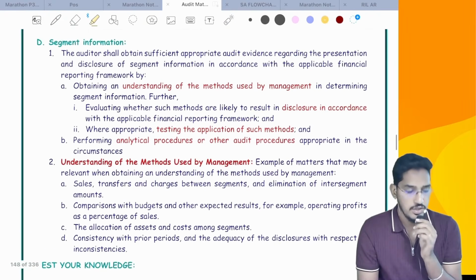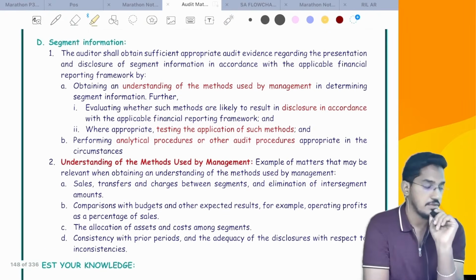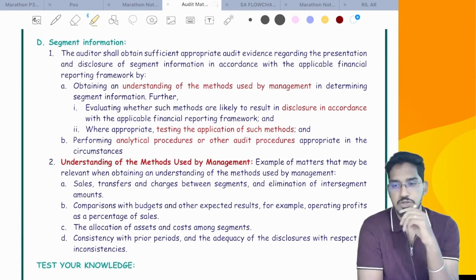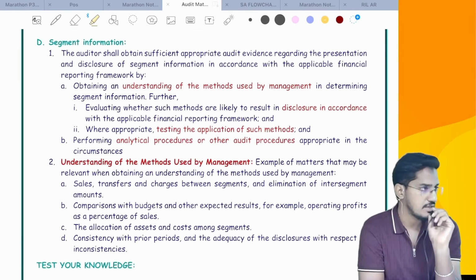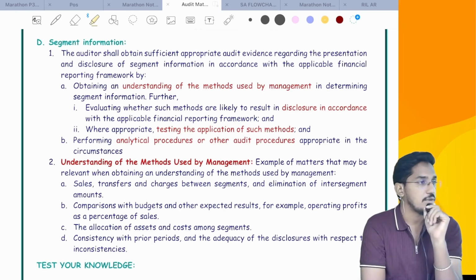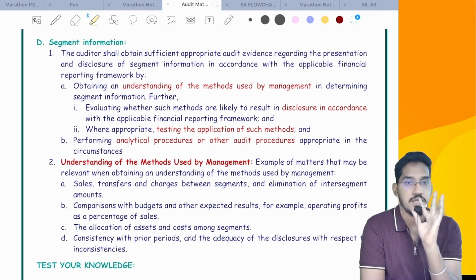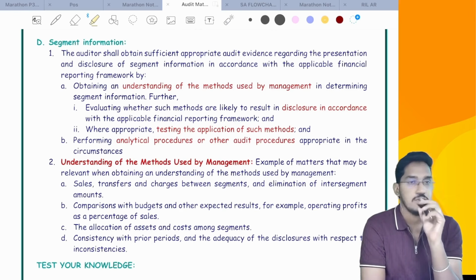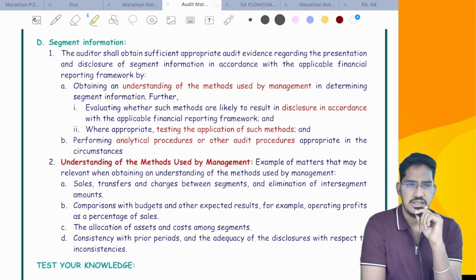Segment information. Whether the management has presented the segment information properly or not, here I have nothing much to explain. Basically, we have an accounting standard talking about the segment information. Whether the requirements of the segment information standard have been complied with or not, we need to check. As per AS 17, we have primary segments and all.